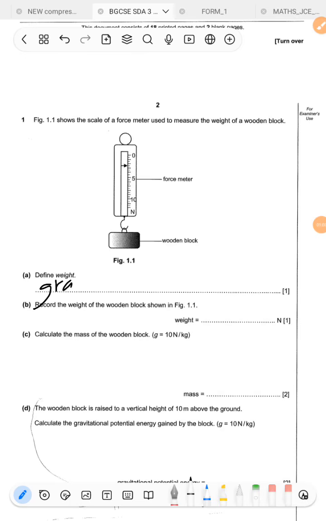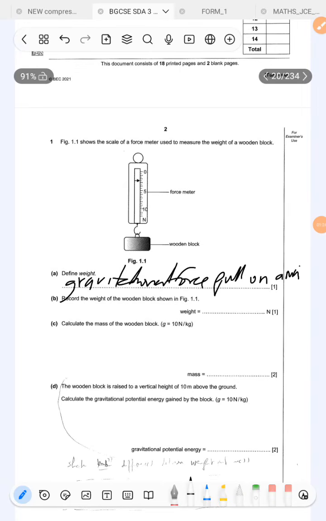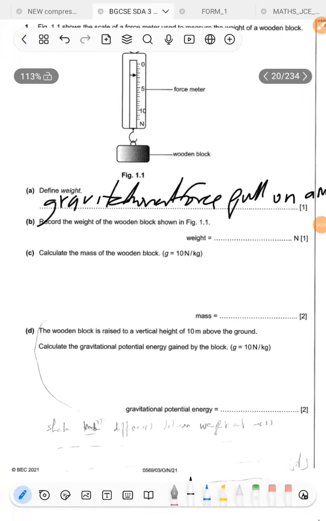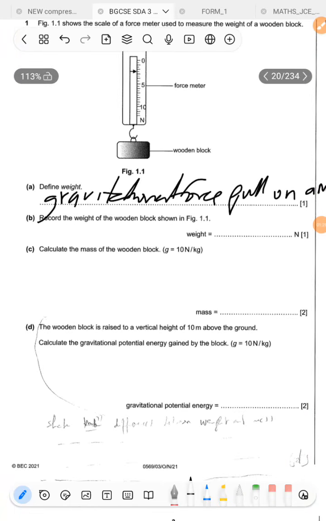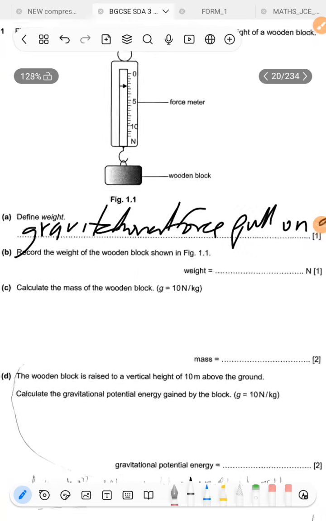We can just write here: gravitational force pull on a mass. Okay, next one. B, record the weight of the wooden block shown in figure 1.1.